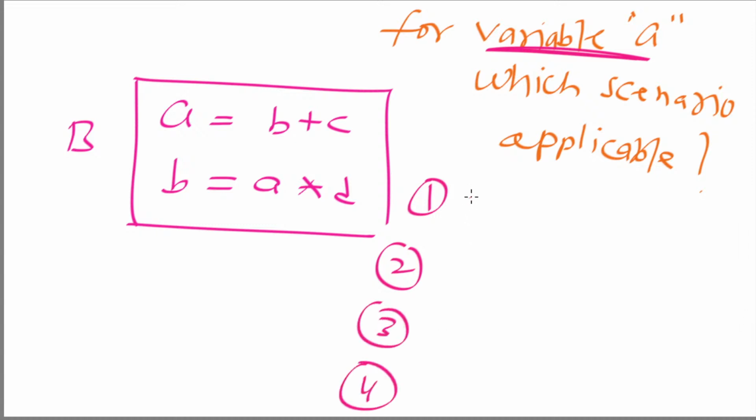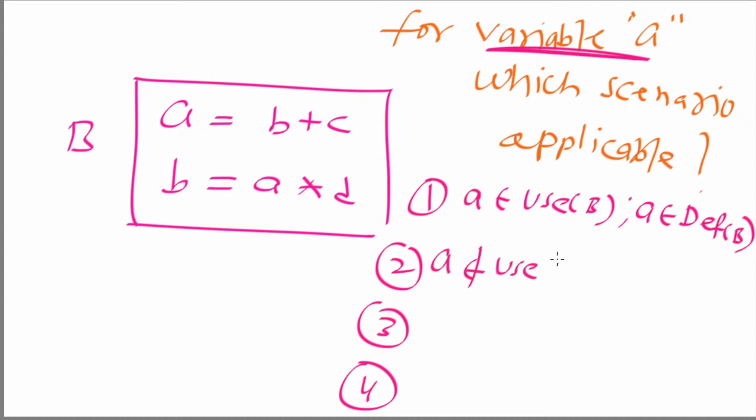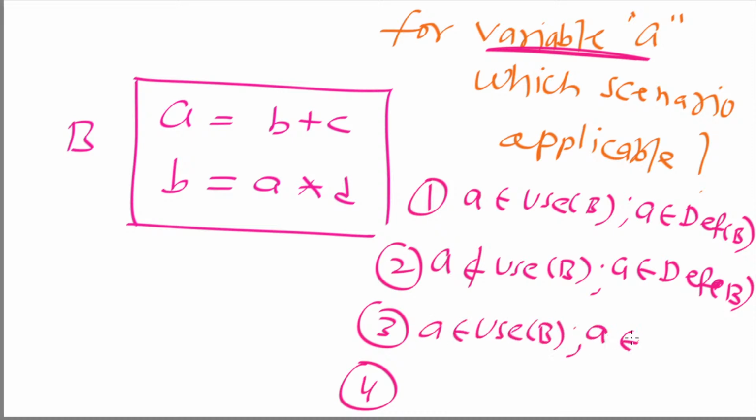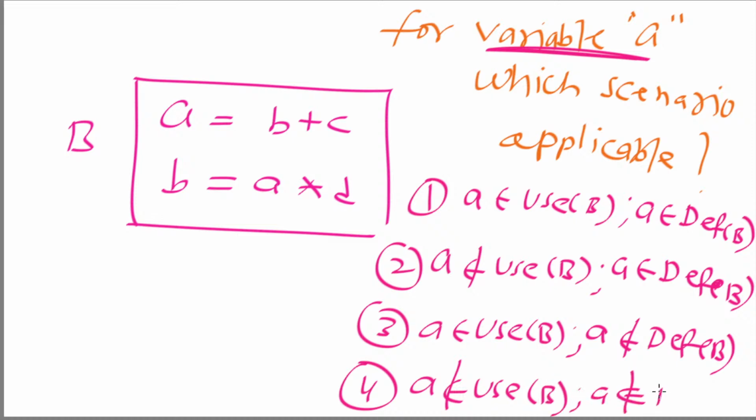The first scenario is that A belongs to use of B. The second: A belongs to use of B, and A also belongs to def of B. The third: A does not belong to use of B, A belongs to def of B. The fourth: A belongs to use of B, but A does not belong to def of B. And the last: A does not belong to use of B, and A does not belong to def of B. This is my question. Which scenario is applicable?